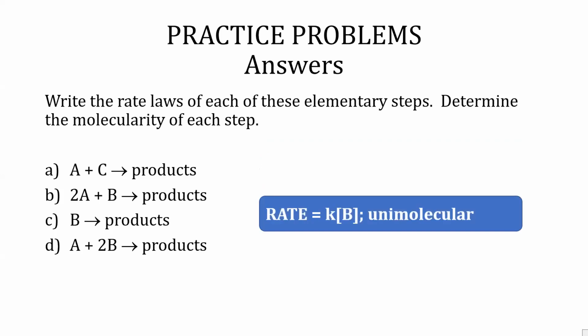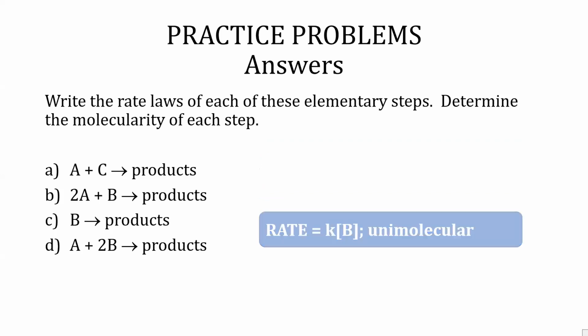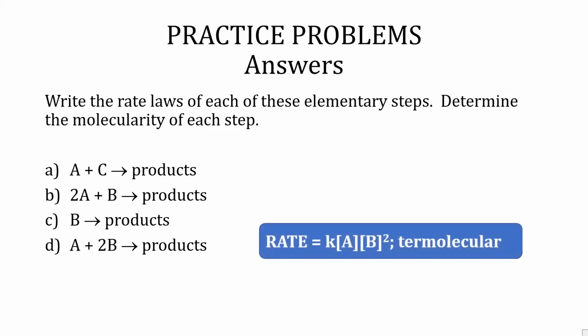C is rate equals K times concentration of B. Molecularity is unimolecular. D is rate equals K times concentration of A times concentration of B squared. Molecularity is termolecular.